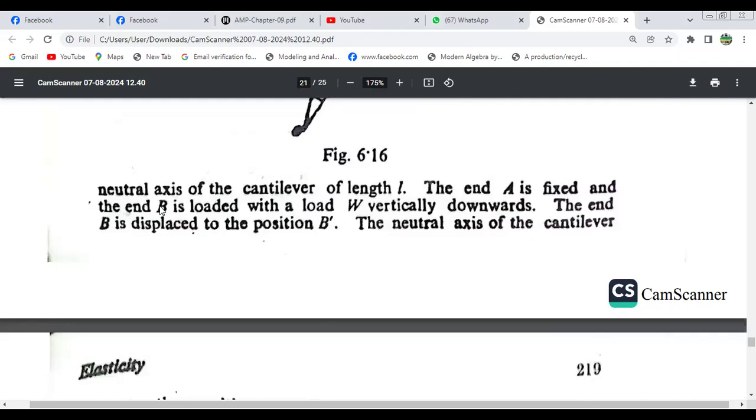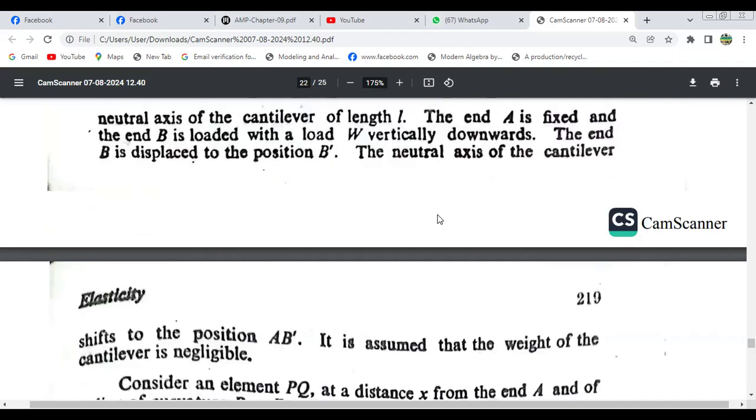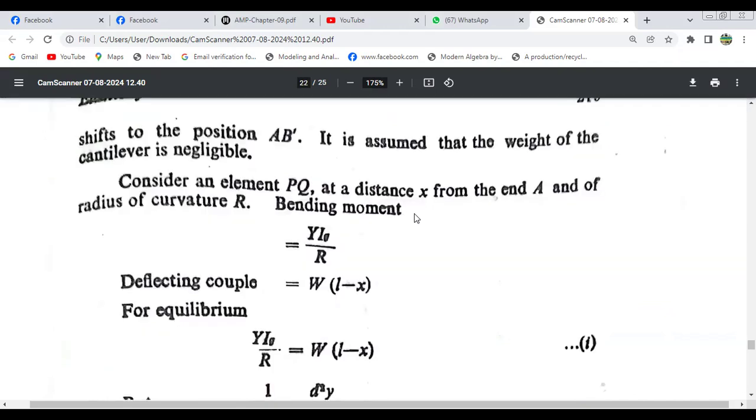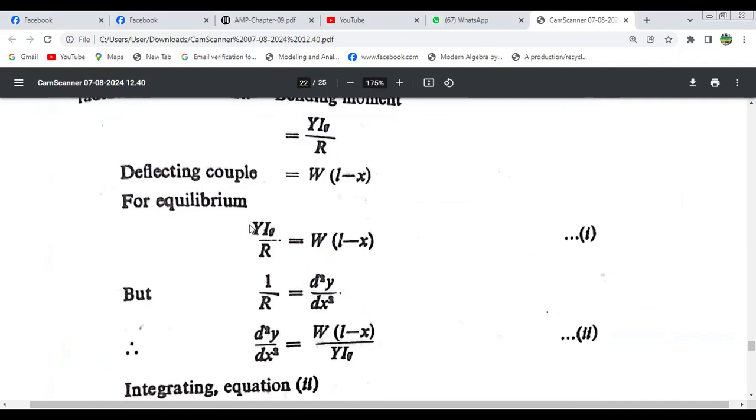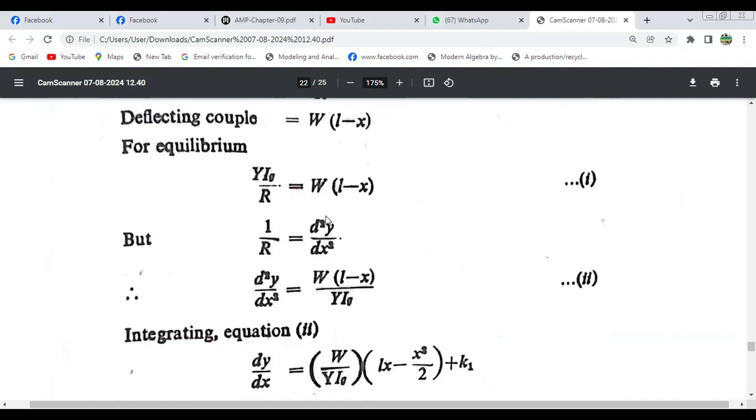So natural axis of the cantilever of length L, and the end A is fixed and B is loaded with a load W vertically downwards. So in that case, bending moments will be YI divided by R. Deflecting couple W equals L minus X. For equilibrium, this load will be equal, and there is actually differential, but 1 by R equals d square y by dx square. So d square y by dx square equals this.